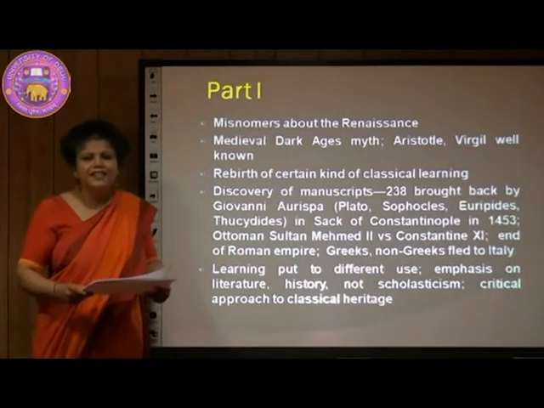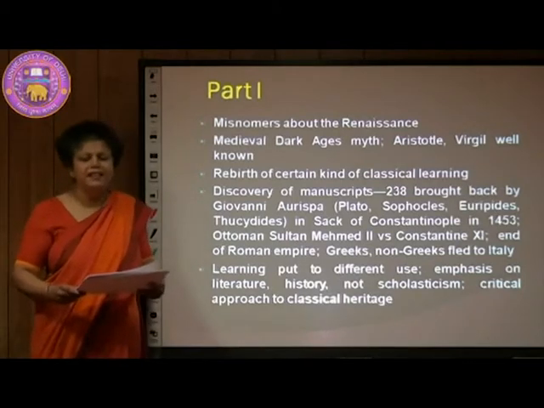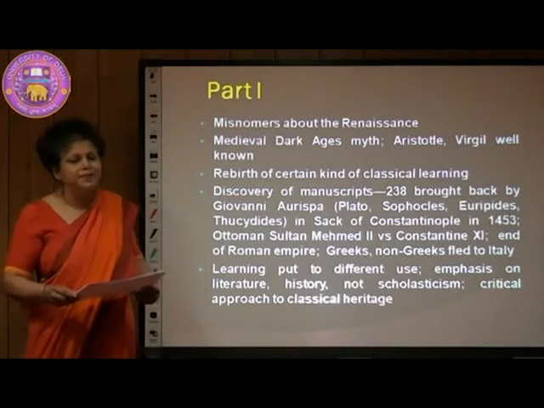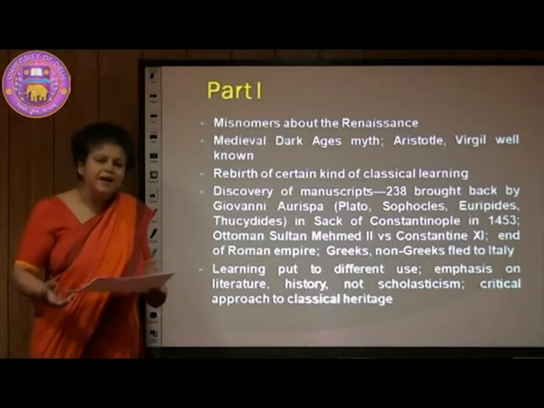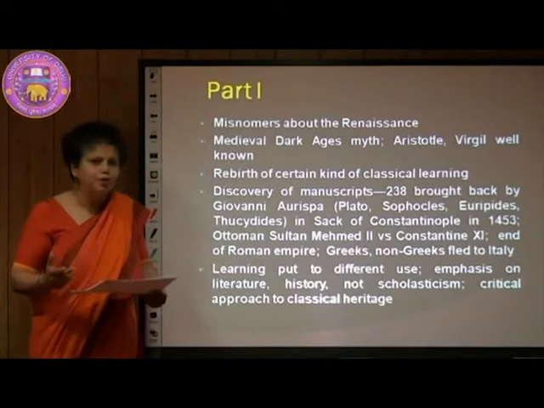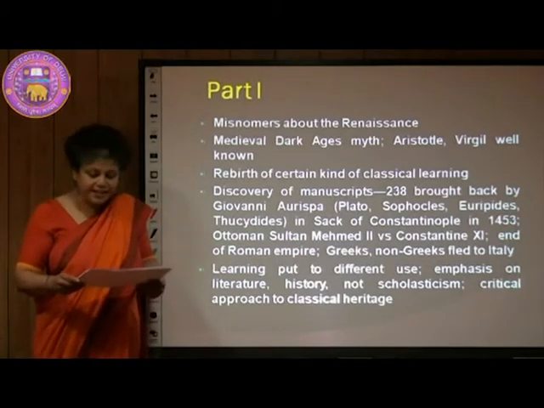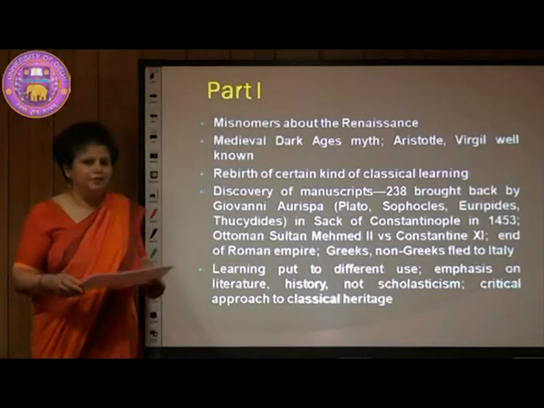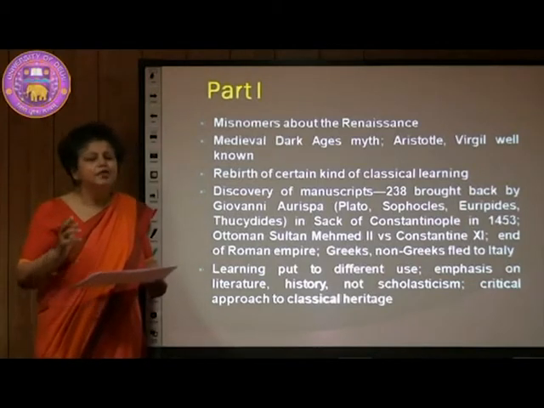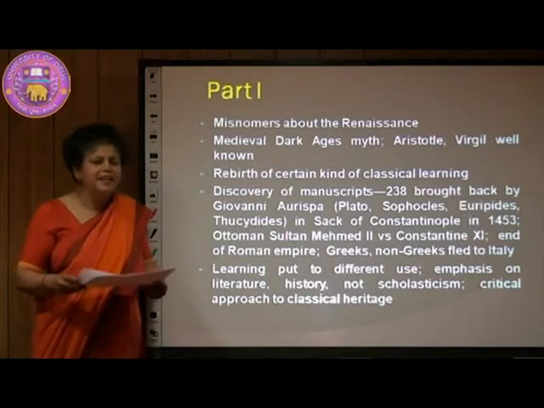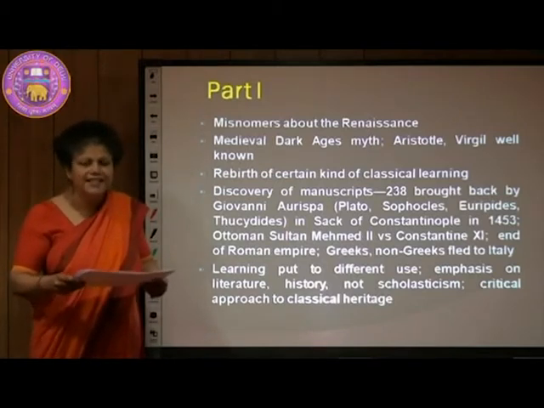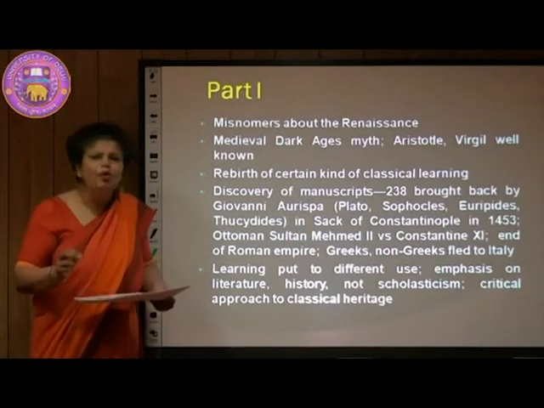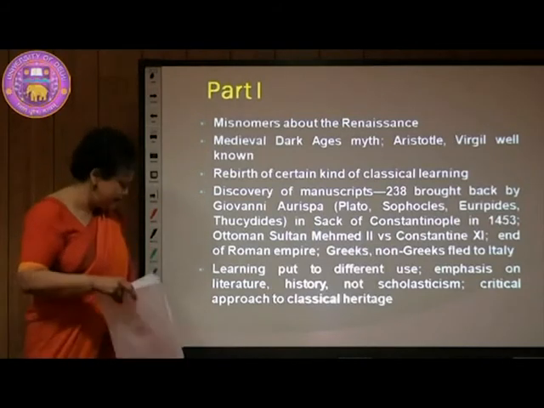This is not true. Authors like Aristotle and Virgil were known in the Middle Ages, but what happened in the Renaissance, as a result of the discovery of a number of new manuscripts, including the works of Plato, that were discovered after the sack of Constantinople and which were brought to Italy by people like Giovanni Aurispa, who rescued no fewer than 238 manuscripts. As a result of these, there was a new kind of knowledge of the classics available in the Renaissance. This knowledge was put to different uses than it had been in the Middle Ages. There wasn't that emphasis on scholasticism anymore, and there was an emphasis on literature, on history, and there was a critical approach to this classical heritage, which we didn't have in the Middle Ages.